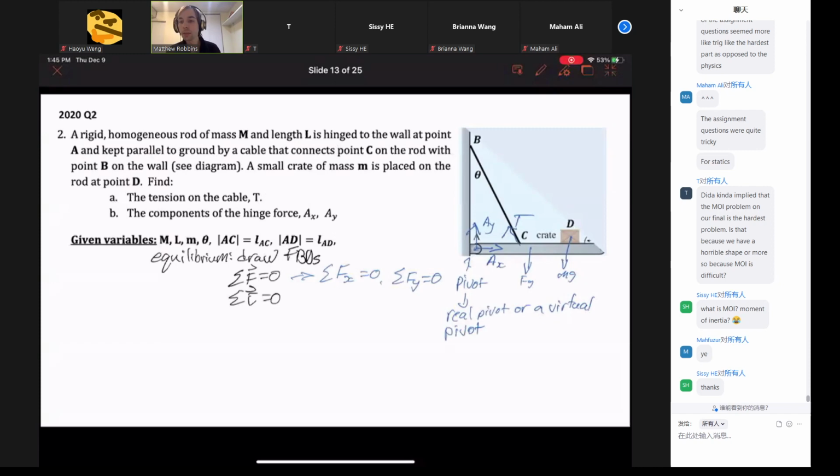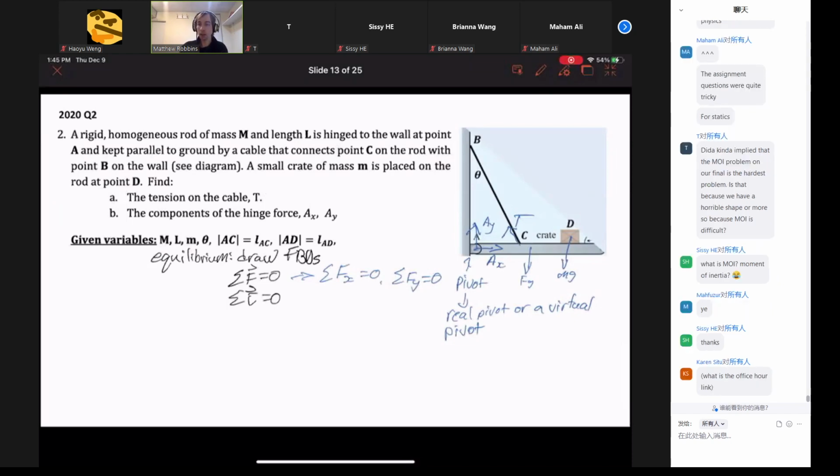So then, did it imply that the moment of inertia problem is the hardest problem? Is it because there's a horrible shape, or because moment of inertia is more difficult? I'll answer it like this. I would say that it's because moment of inertia is more difficult, because when I was doing physics in first year, I remember understanding energies, kinematics, forces. The things that tripped me up: moment of inertia and rolling motion.